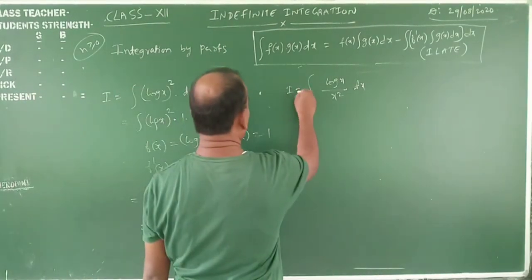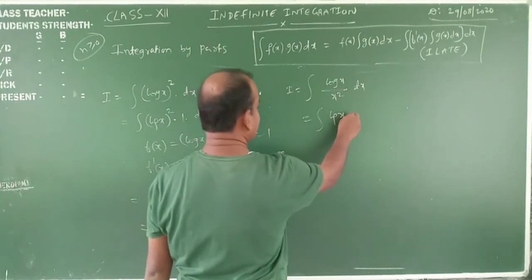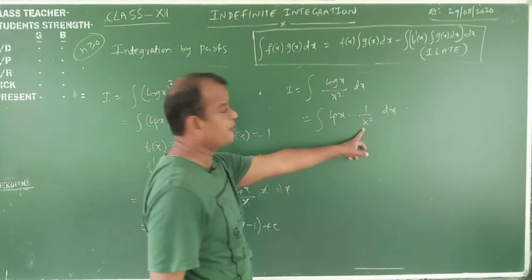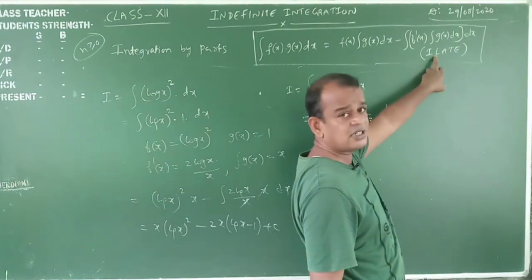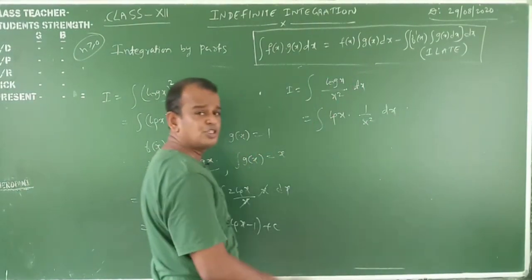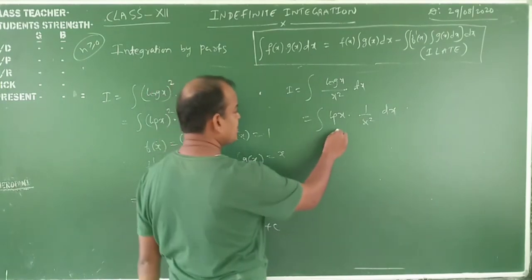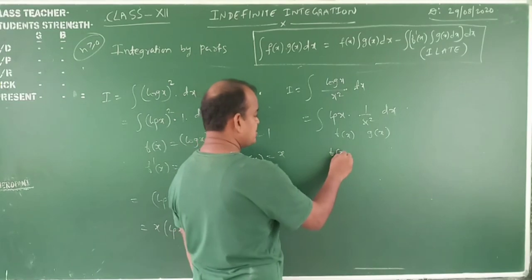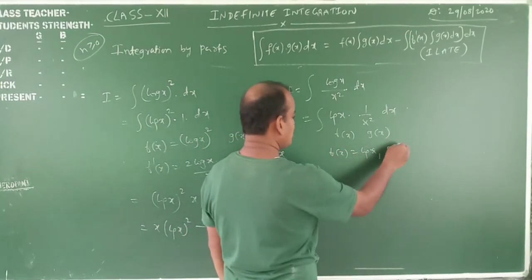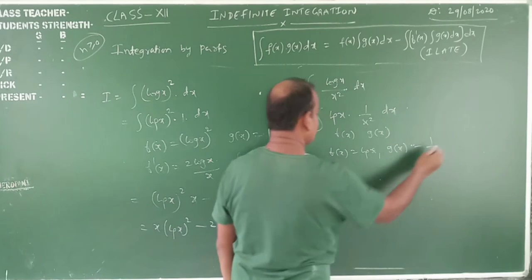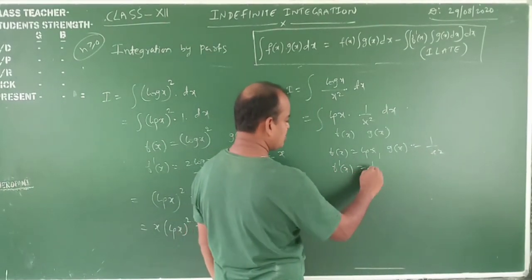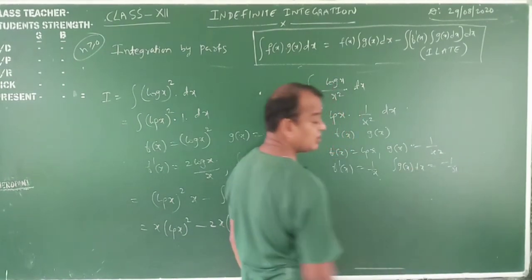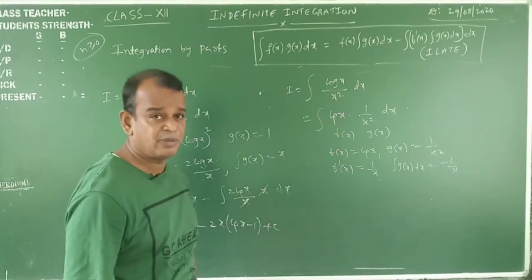Here I is equal to, two functions are there: log x into 1 by x square dx. This is logarithmic, this is algebraic. Which one is the first? Logarithmic is the first, algebraic is the second. Not a special function, okay? This is f of x, this is g of x, my dear students. f of x is equal to log x, g of x is equal to 1 by x square. Now, first function derivative, f dash of x is equal to 1 by x. Integral of g of x dx is equal to minus 1 by x, my dear students. Integral of 1 by x square means minus 1 by x.